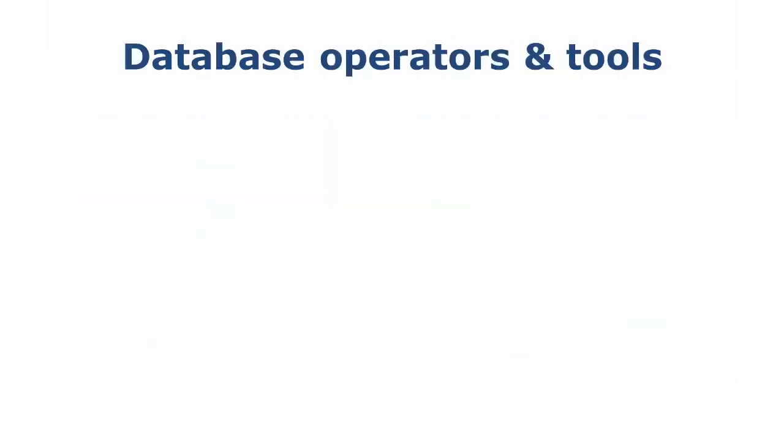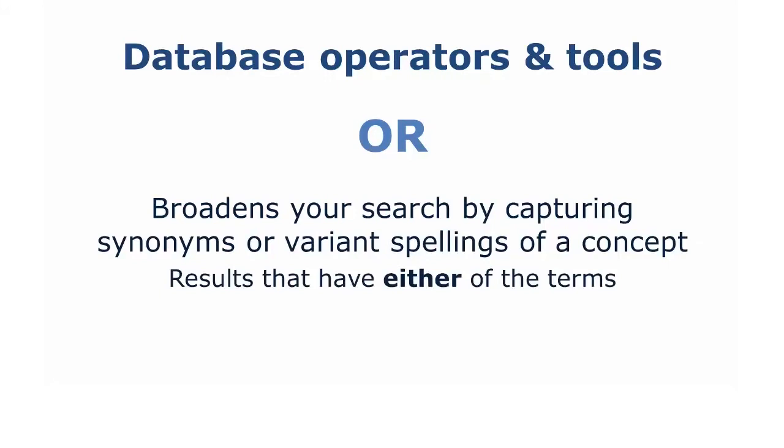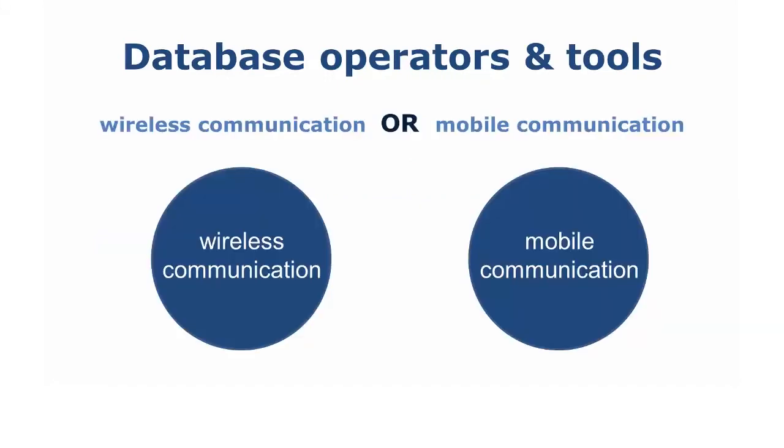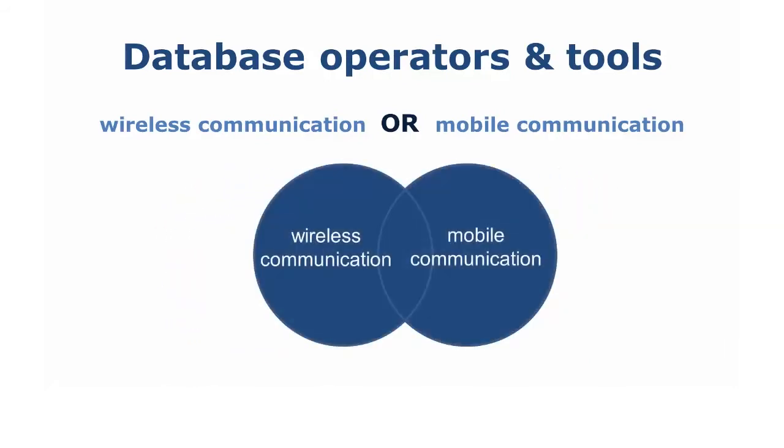There are search operators you can use throughout most databases which help to include and exclude results. The word "or" broadens your search by capturing synonyms or variant spellings of a concept. It means you're looking for results that have either of the terms. For example, wireless communication or mobile communication will find results that have either term present.